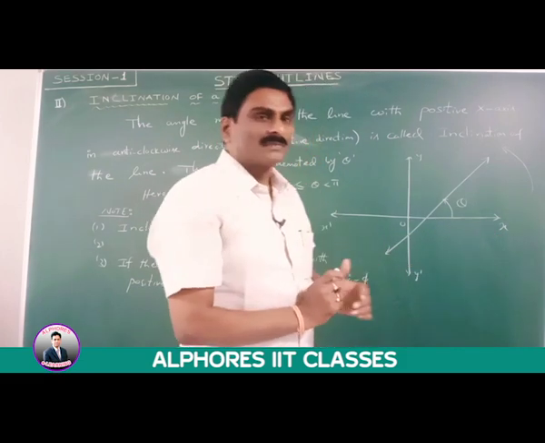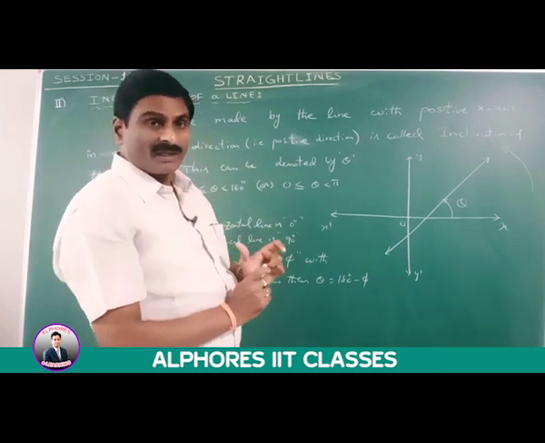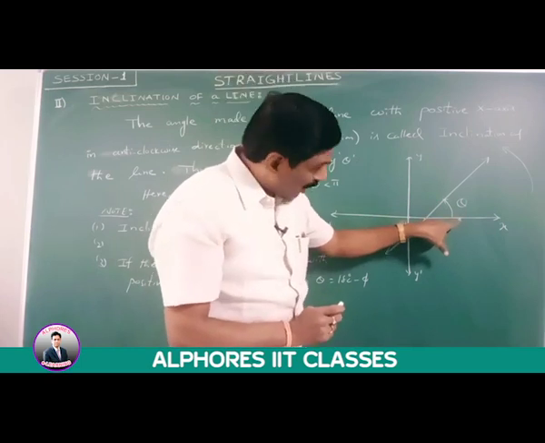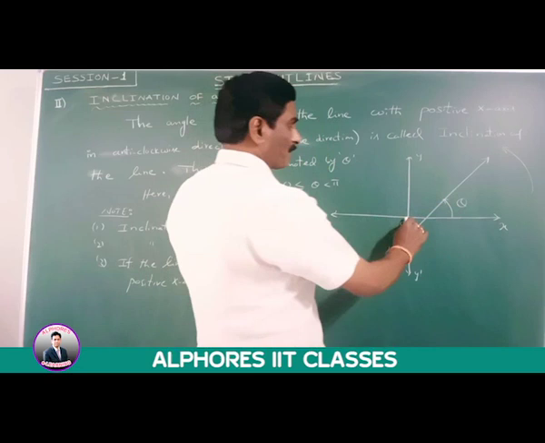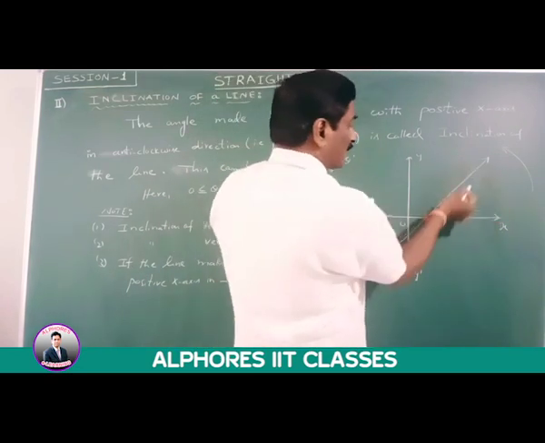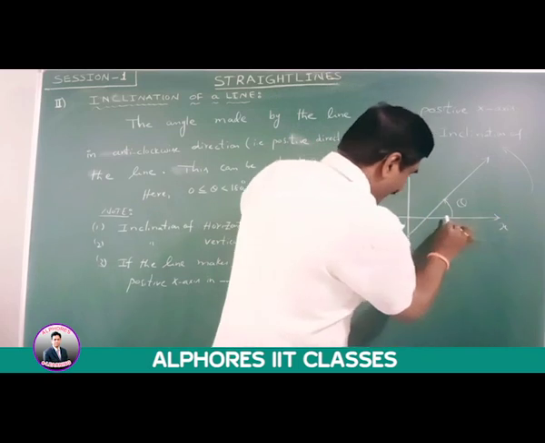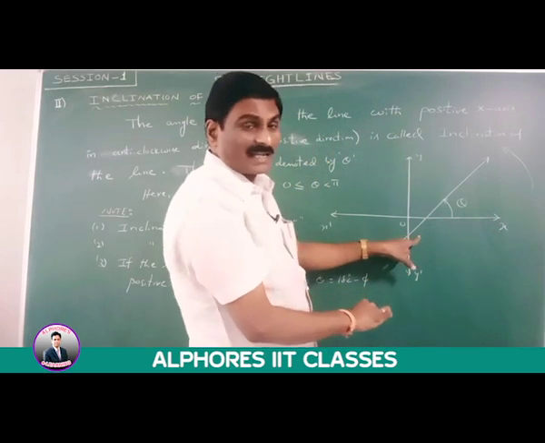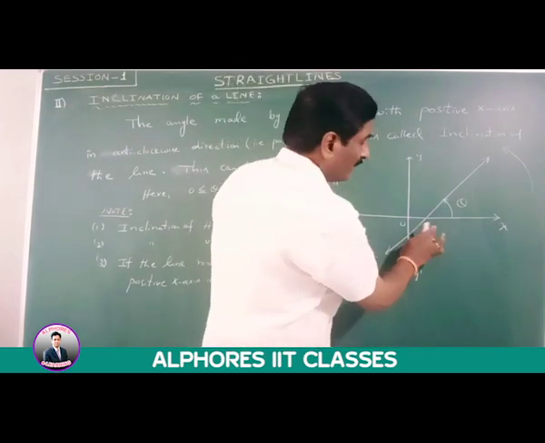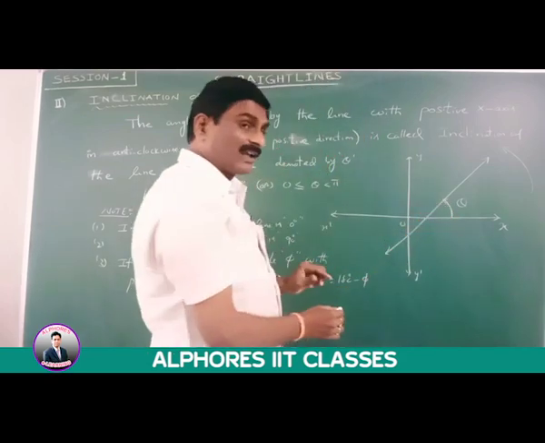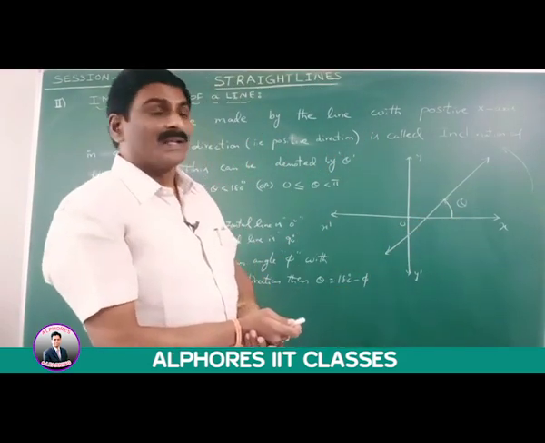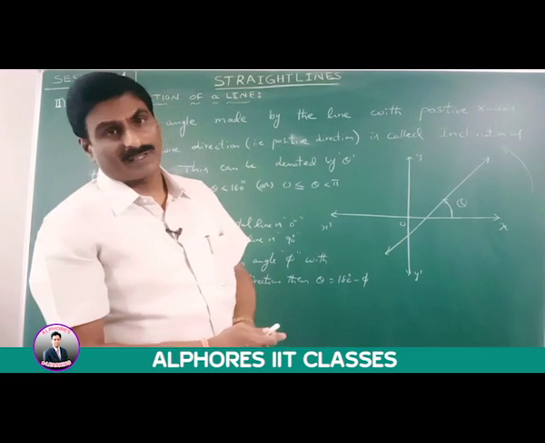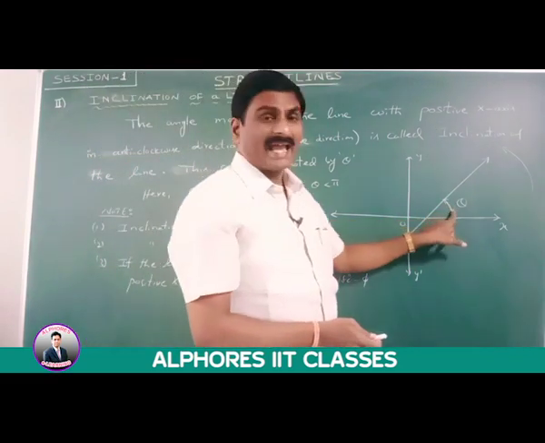Now, the angle of inclination is nothing but the angle made by the line with the positive x-axis in the positive direction. That means it is the positive x-axis, and it is a line. In the positive direction means this value. The angle between the x-axis and this is also an angle, but we take this direction as clockwise, that means negative direction. This is not the angle of inclination. The angle of inclination is the angle made by the line with the positive x-axis in the positive direction. This value is said to be the angle of inclination.